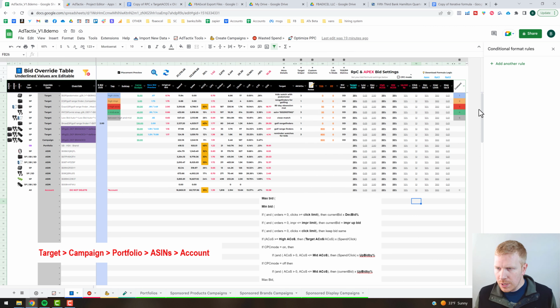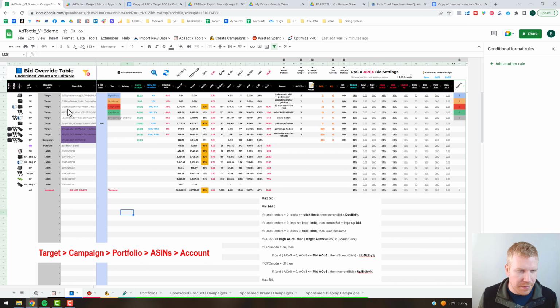All right, but what I wanted to talk about first is this bid precedence. So just to really drive this concept home, as you can see down here, I've got targets. If they're on the bid override table, they're going to take precedence over your campaigns, and then the portfolios, then the ASINs, then your account level.